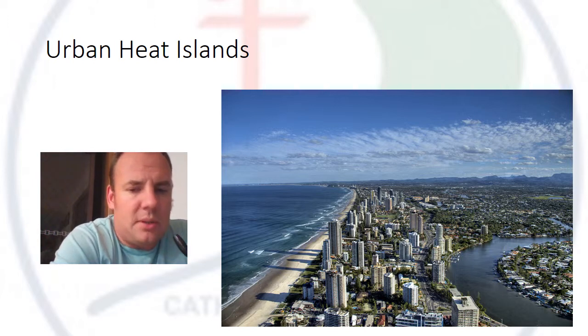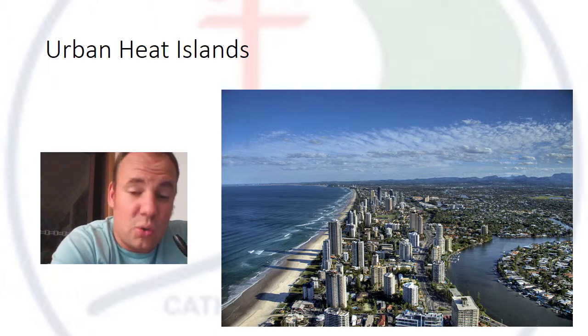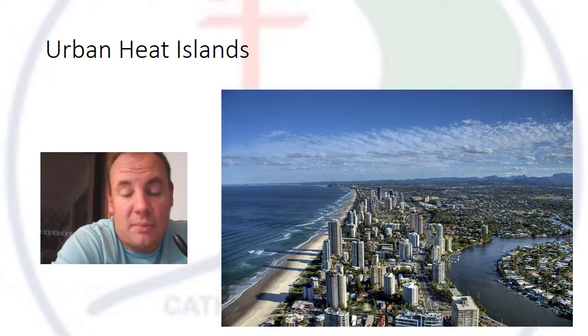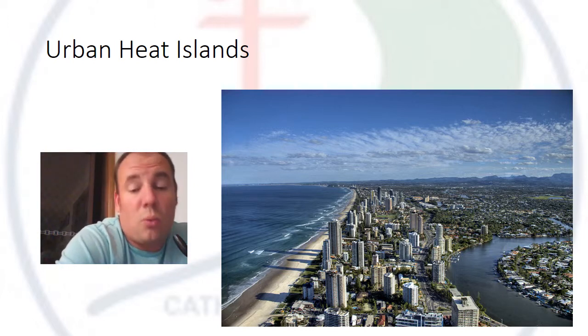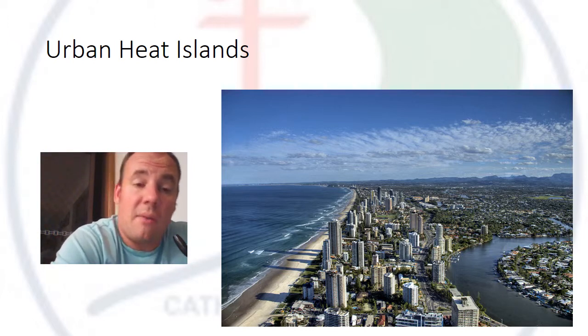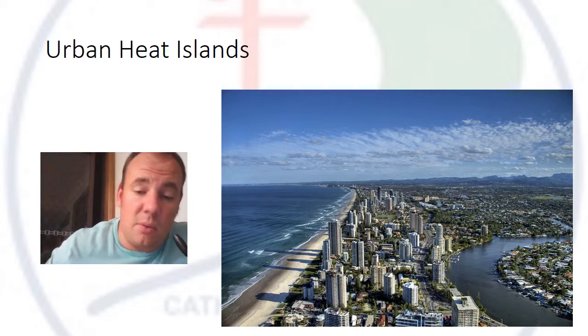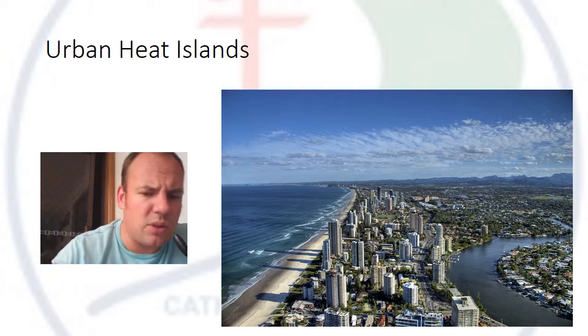Now what happens in urban areas, the heat is kept and stored in those areas because the impermeable surfaces don't cool as quickly as natural ground areas, say in rural areas. So as a result we have hotter temperatures. That's what an urban heat island is. If you look at this photo of the Gold Coast, you'll see what I mean by microclimates, and also probably a little bit of what an urban heat island is.